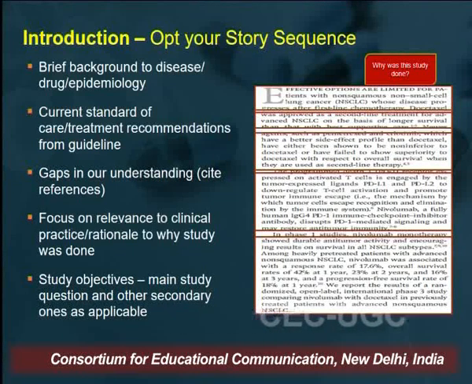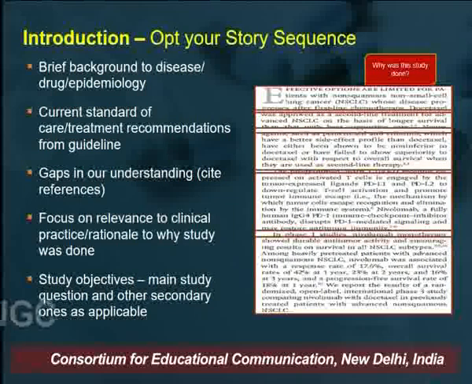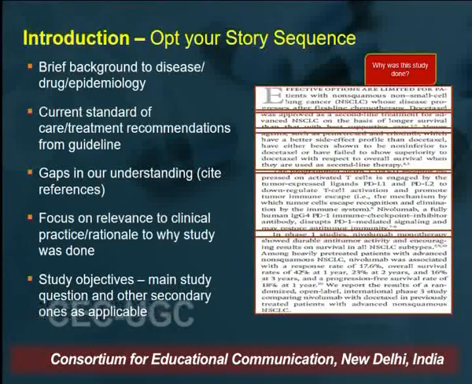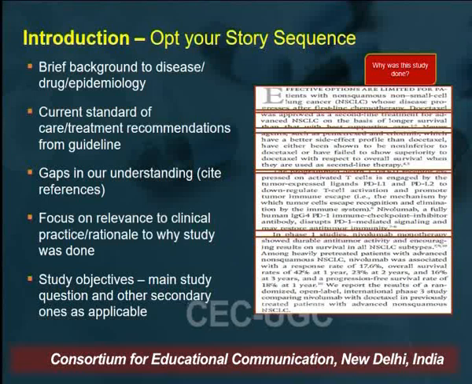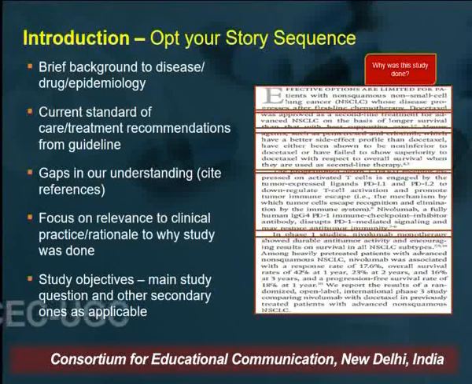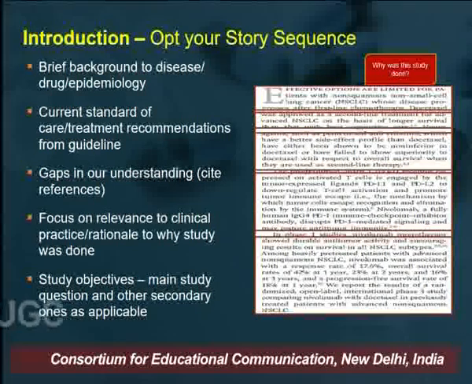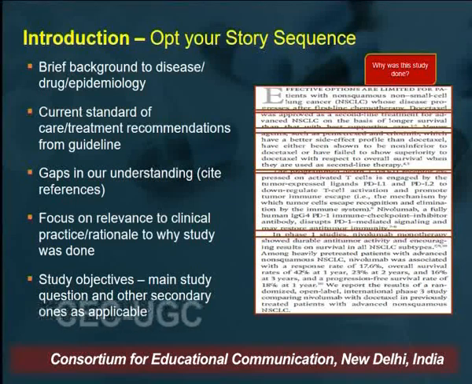So we are discussing a sequence for a manuscript which is written for a clinical trial. That will give you a background on that. You can modify the sections according to the subject of your choice. And then, third, we write the gaps in the understanding, with the references, which are still there in the previously published research, and then the focus on relevance to clinical practice.